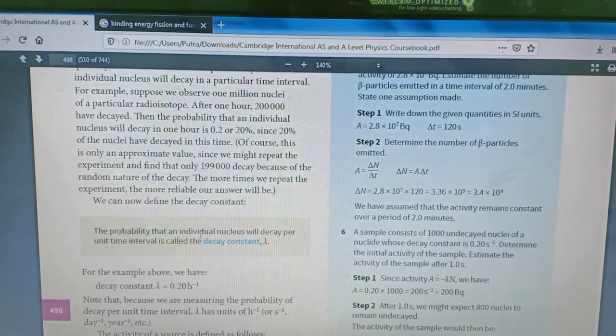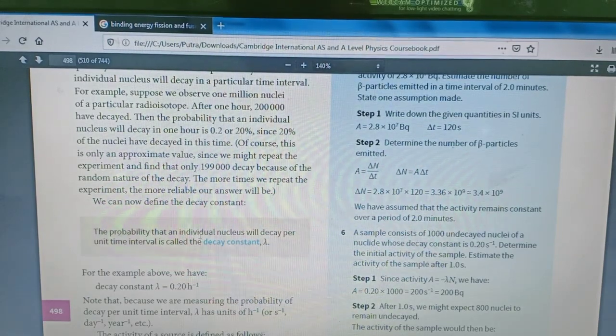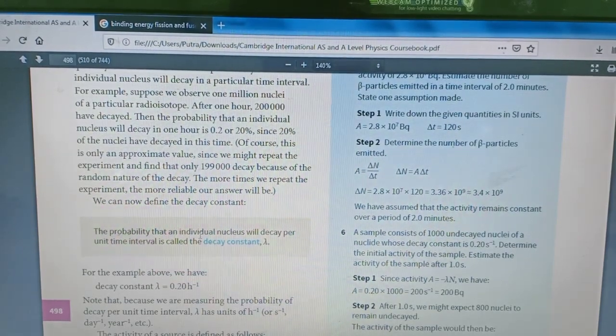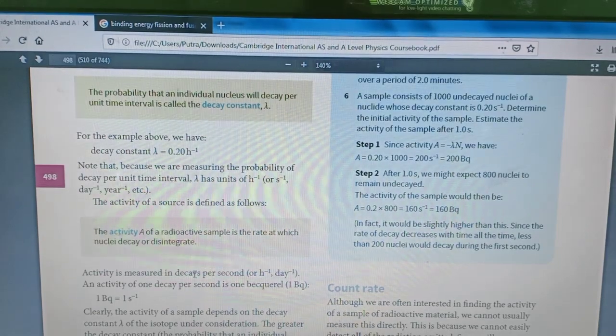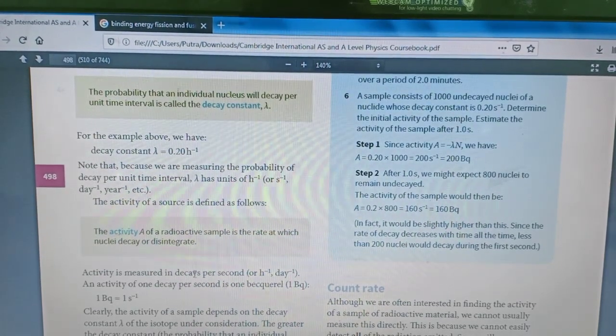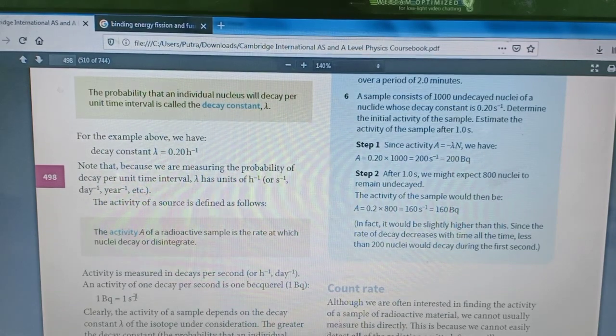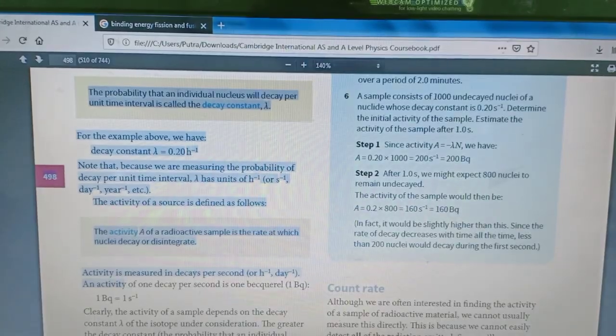Now, we call it the decay constant. The decay constant is the probability that an individual nucleus will decay per unit of time interval. We can calculate it per hour, per second, per minute, or per year. And the unit is the becquerel. One becquerel is equal to per one second. An activity of 1 decay per second is 1 becquerel. So per second means 1 becquerel.